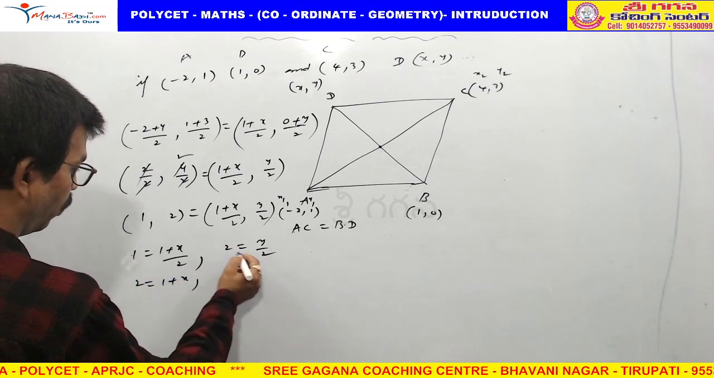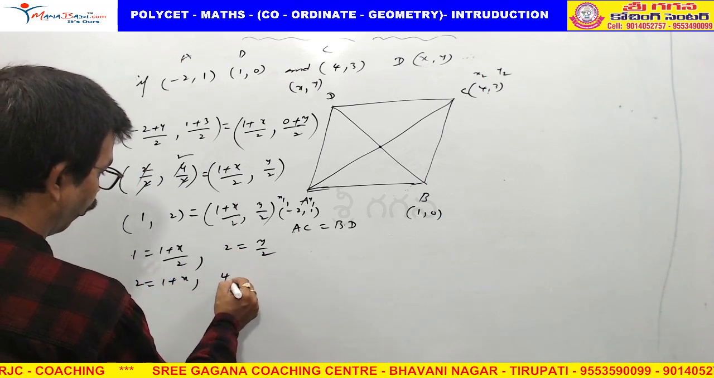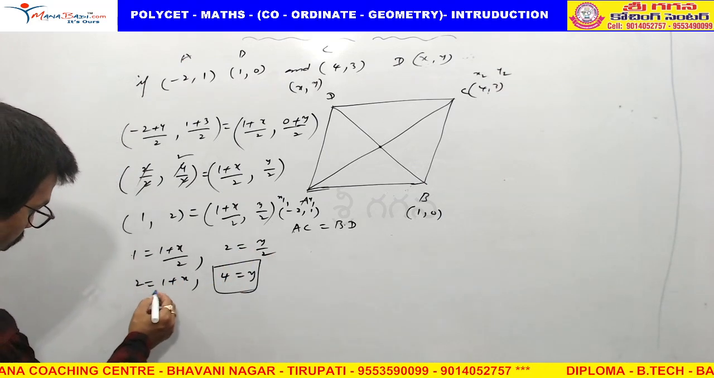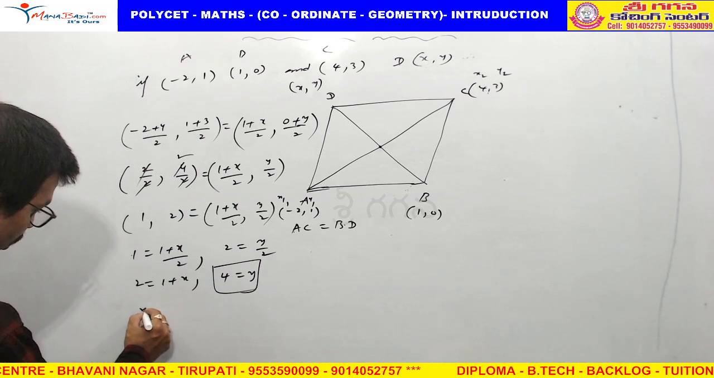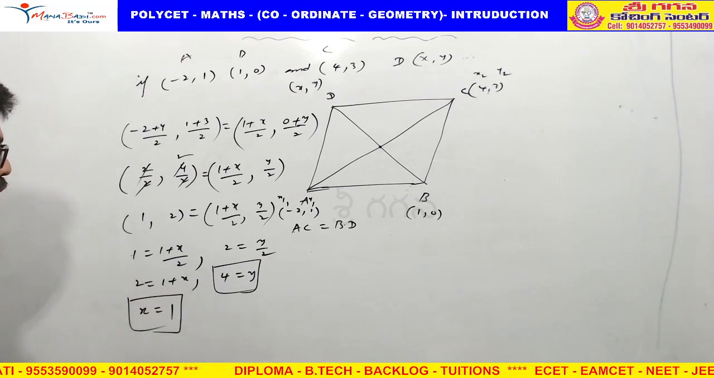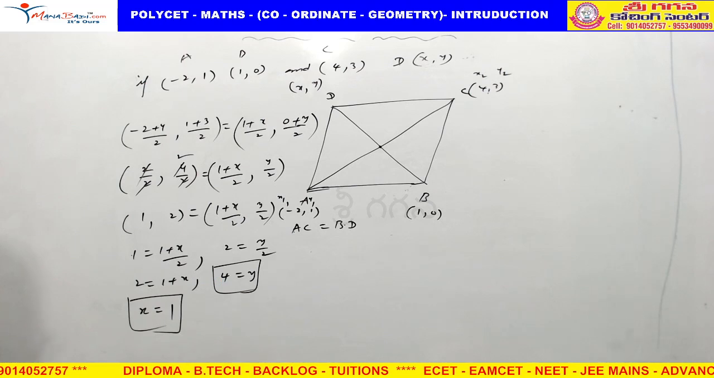If you bring this side, if you multiply with the 2, so 2 into 2, 4 equal to y. Now we got the y value, but still you didn't get the x value. If you bring this side 2 minus 1, so x equal to 2 minus 1 means 1. So x equal to 1, y equal to 4. Like that you have to find.